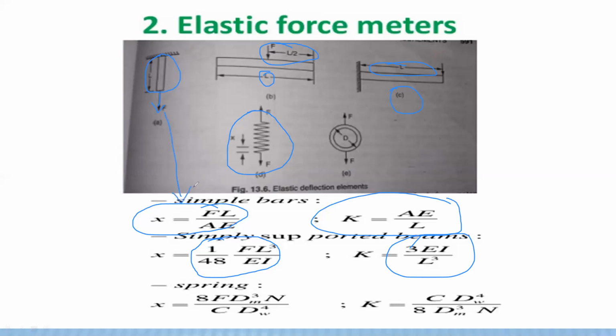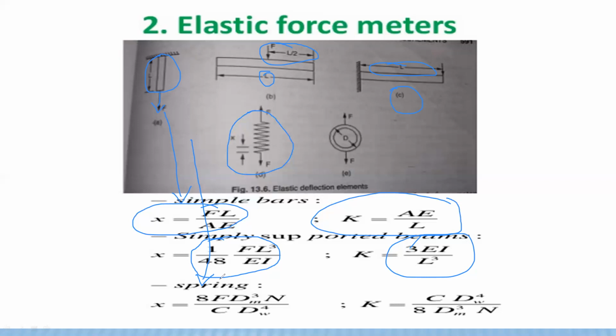For simple bars, X is equal to FL by AE and K is equal to AE by L. You can also take a simply supported beam on the elastic force meter, in replacement of simple bars. For simply supported beams, the formula is X is equal to 1 by 48 into FL cube by EI, that is K is equal to 48EI by L cube. And next, I will take a spring in the elastic force meter, where X is equal to 8FDm cube N by C dw power 4, that is K is equal to C dw power 4 by 8 Dm cube N. So these are the different formulas.